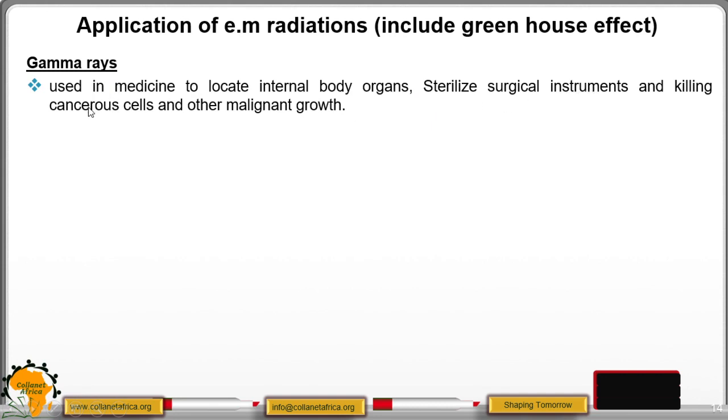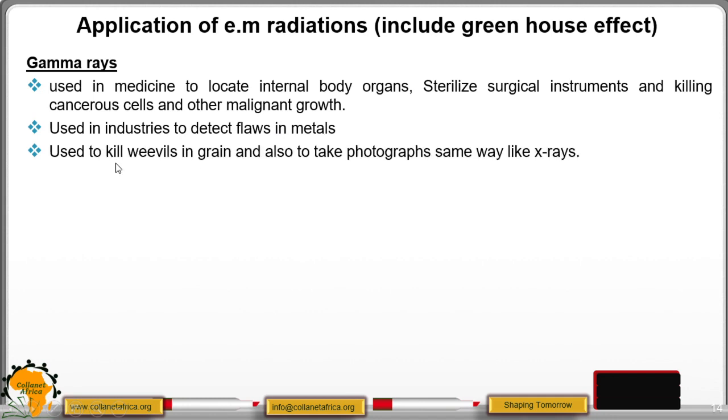It can also be used to kill cancerous cells. So if gamma rays are directed to where you have the cancer, those cells can be killed with gamma rays, or any other growth in your body. In industries, it is used to detect flaws in metals. It can kill weevils in grains and also take photographs the same way as X-rays.